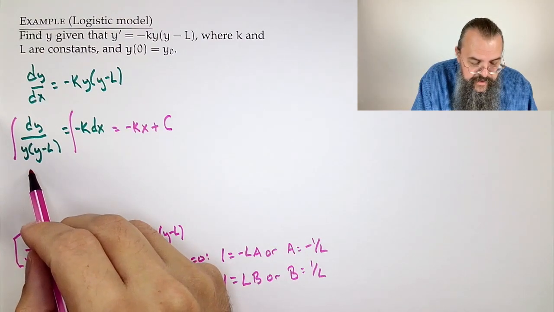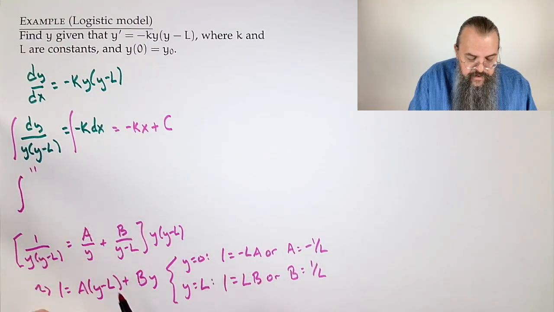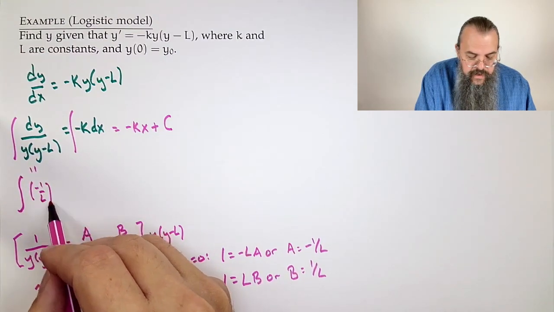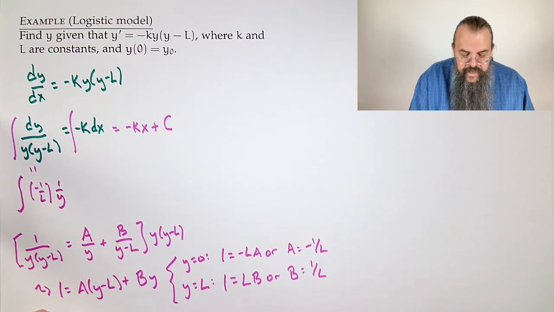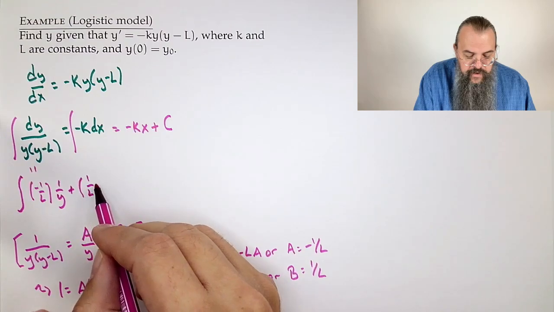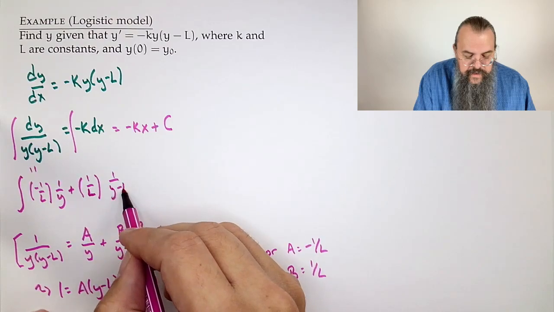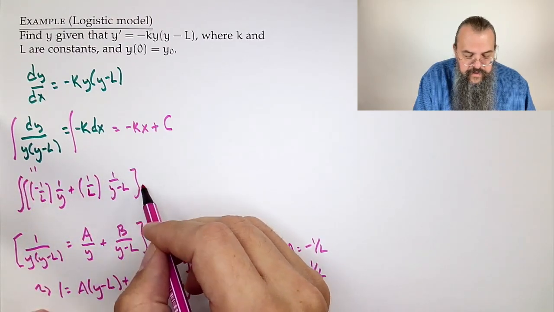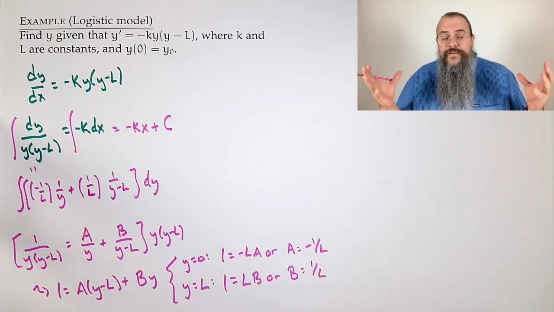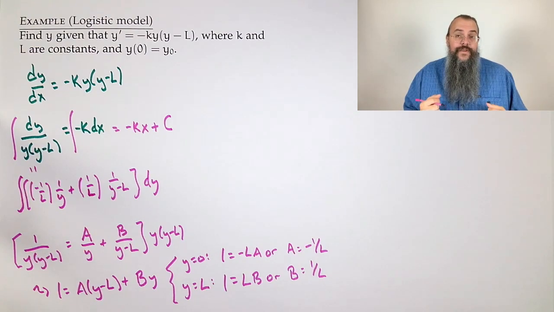So that tells us that this integral here is the same as the following integral, namely the integral of a over y, so that'll be minus 1 over L times 1 over y, plus b over y minus L, so plus 1 over L times 1 over y minus L, and all of this is dy. We haven't done any integration. Partial fractions is not an integration technique. Partial fractions is a pull things apart technique so that the integrals become easier to do.